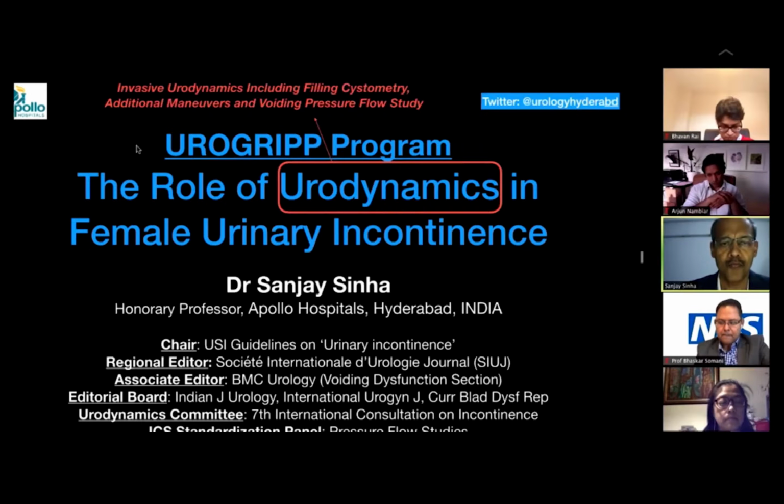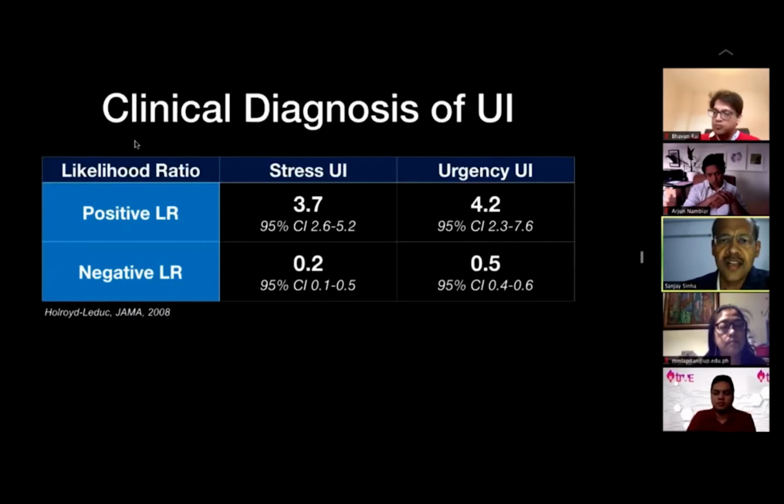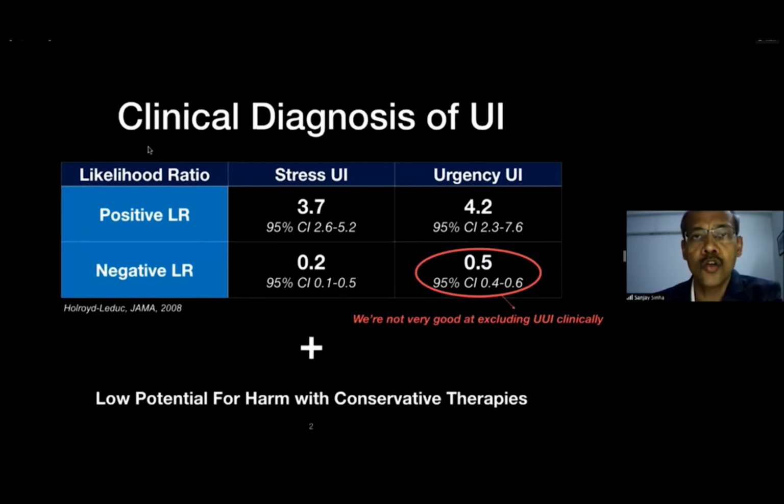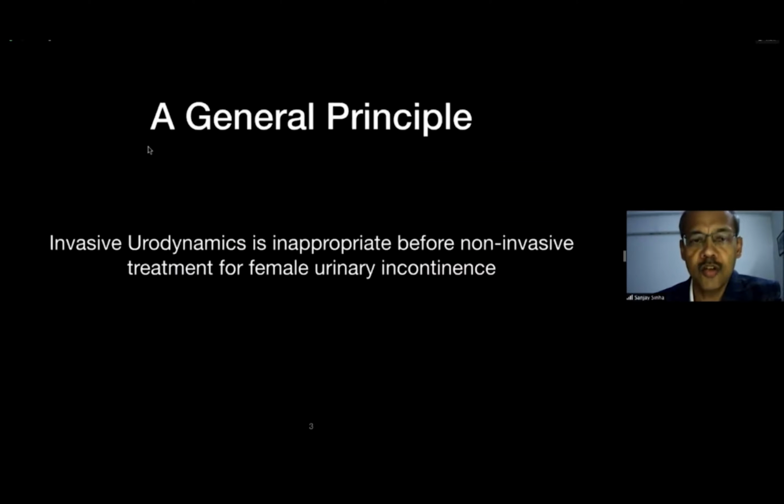with it. Now, if you look at the clinical diagnosis of urinary incontinence, our ability to make a diagnosis and our ability to exclude a diagnosis, both are reasonably good, perhaps with the exception of our ability to exclude a diagnosis of urgency incontinence. And because of this fact, and the fact that there's low potential for harm with most conservative therapies, as a general principle, invasive urodynamics is inappropriate before non-invasive treatments for female urinary incontinence. And this is my first key message of the afternoon.